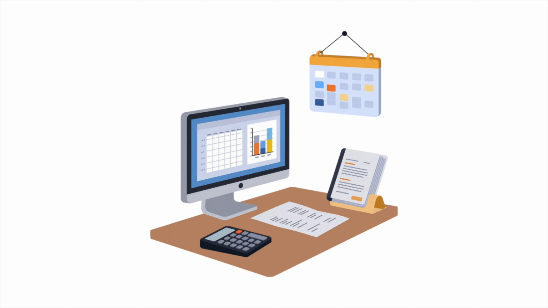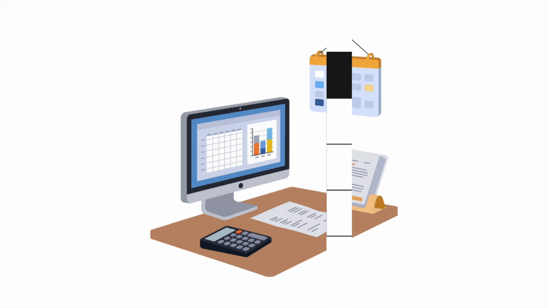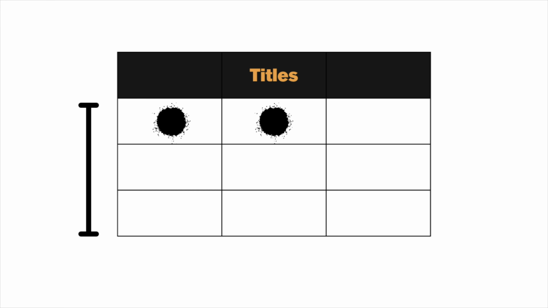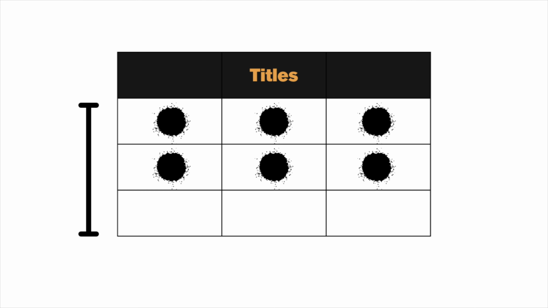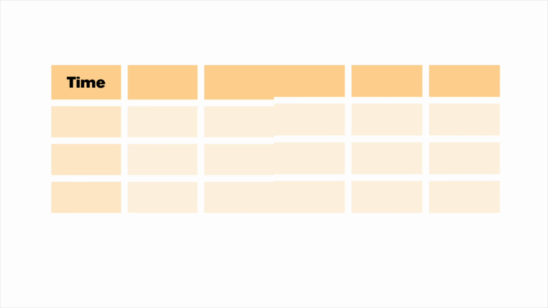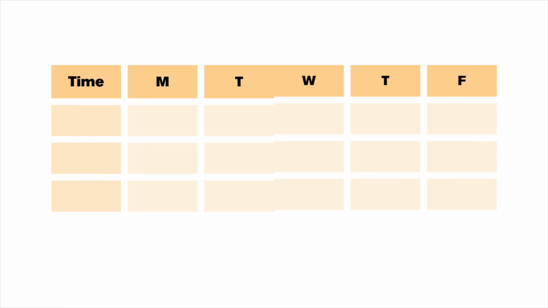Imagine a table like a simple chart. The top row is usually the titles. Under that, each row is a new piece of information. Each column keeps the same type of information. For example, a class schedule has a column for time and a column for each day.